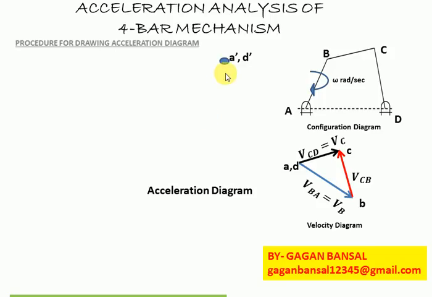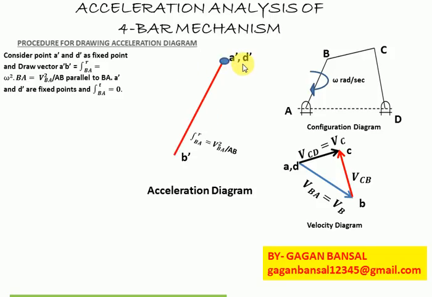Again, take any point A dash D dash as fixed point and draw vector A dash B dash equal to the radial component of B with respect to A. Its magnitude is omega square into BA or V square BA upon AB, which is parallel to link BA. A dash and D dash are fixed points, and the tangential component of B with respect to A is 0, as the angular velocity of link AB is considered constant.